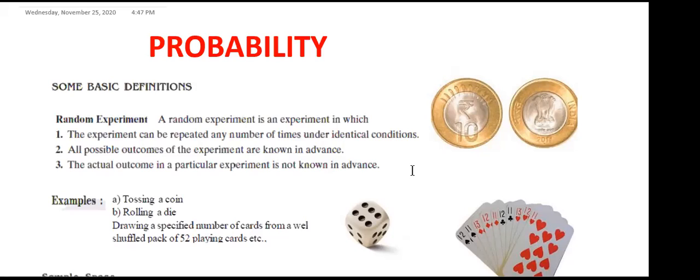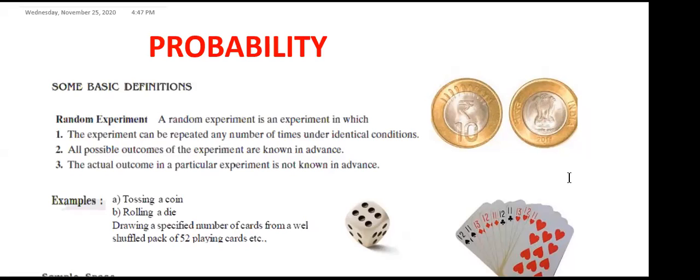So for example, tossing a coin, rolling a die, drawing a specified number of cards from a well shuffled pack of 52 playing cards. Now take the example of a coin. See here the coin diagram. This is a 10 rupee coin, head, tail. These are the possible outcomes. When we are tossing a coin, we know the possible outcomes: one is head, one is tail. But after tossing a coin, what we are getting as the uppermost face, we can't expect beforehand. Yes or no? All possible outcomes of the experiment are known in advance. The actual outcome in a particular experiment is not known in advance. It is called a random experiment.